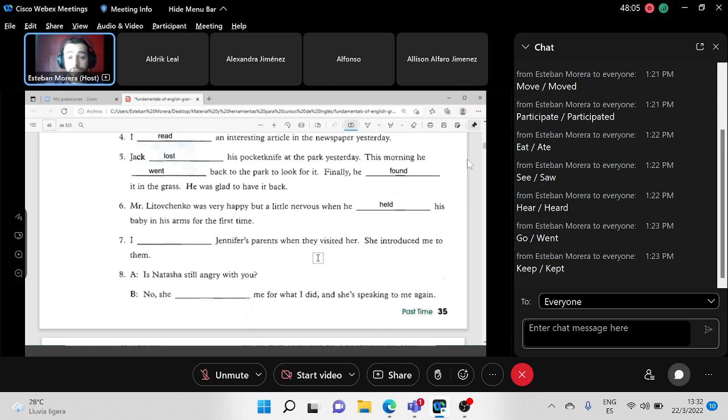Jennifer's parents, when they visited her, she introduced me to them. Okay, met. Met is the past tense of meet. Meet is in the present and met is in the past.